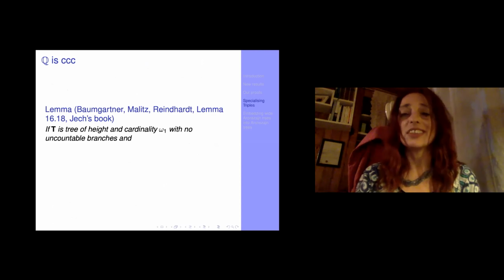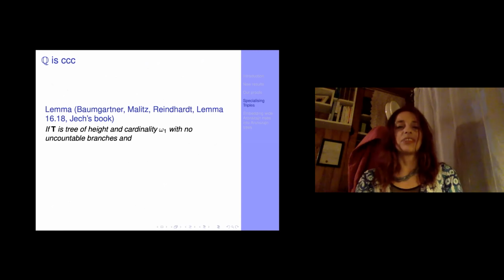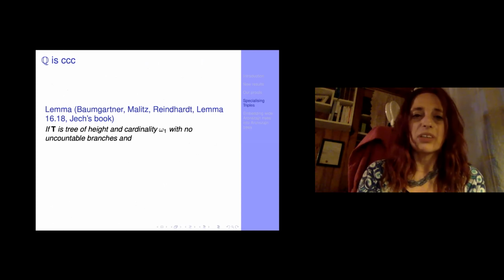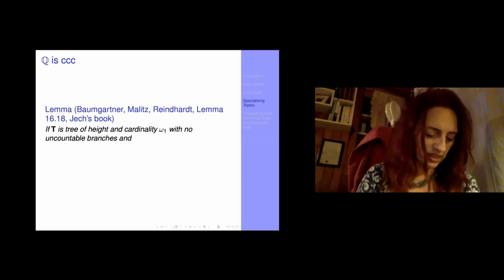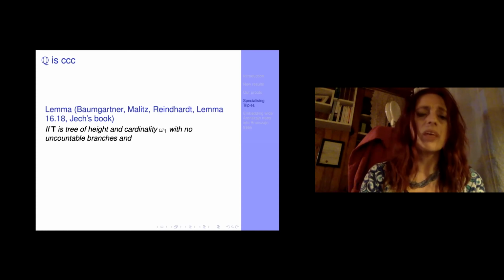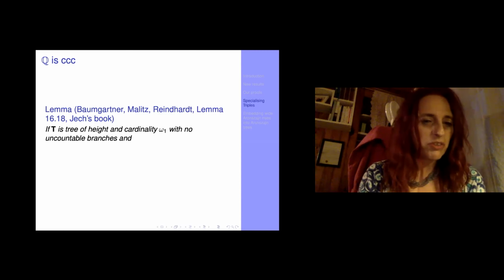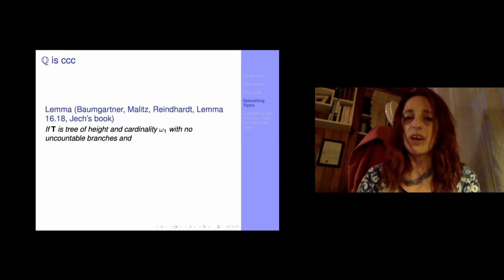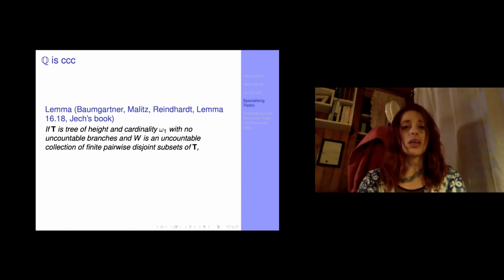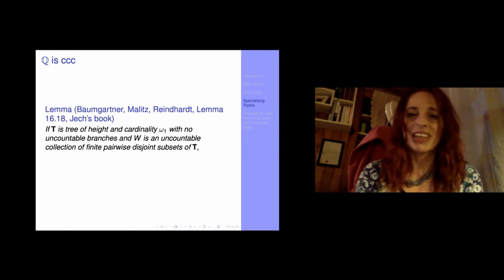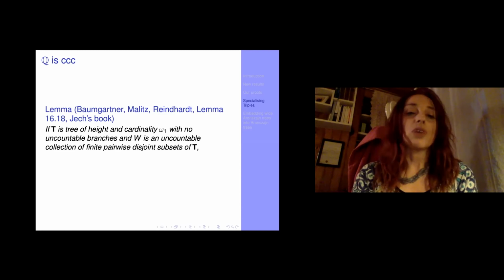Now, first, why is this forcing CCC? If you were to write down the forcing and play a little bit with it, you would come to the point where you need to use this lemma that was proven by Baumgartner, Malitz, and Reinhardt in their celebrated proof that under MA, all Aronszajn trees are special. But in fact, if you know this proof, you will know that you do not really need to work with Aronszajn trees. It applies to any tree of height and cardinality aleph 1, if it doesn't have any uncountable branches. So if you have a tree, which is actually a wide Aronszajn tree, it has height and cardinality omega 1, it has no uncountable branches.